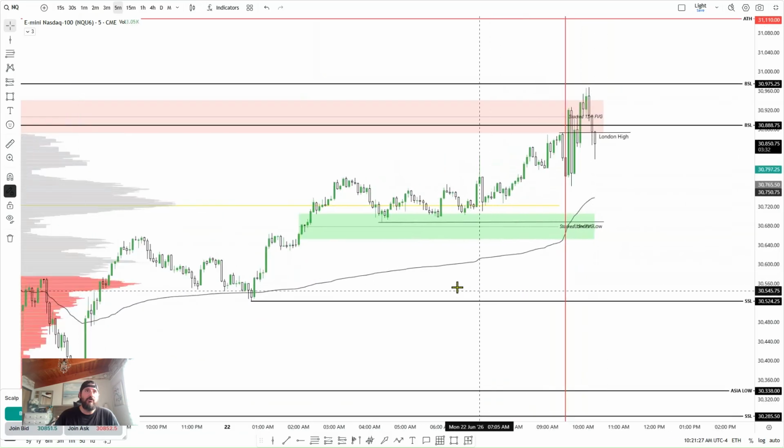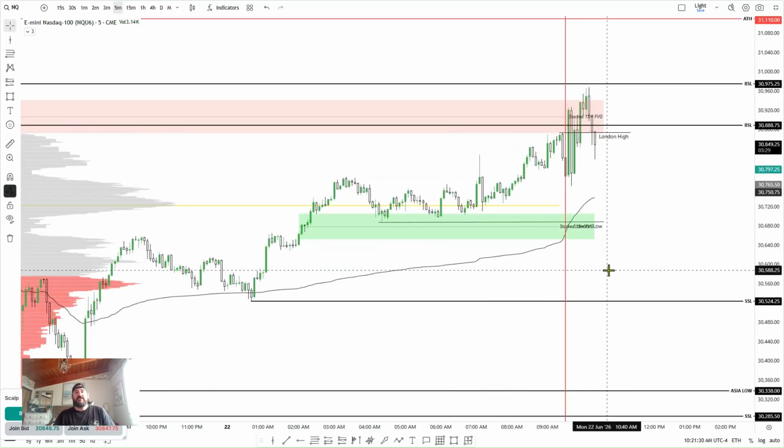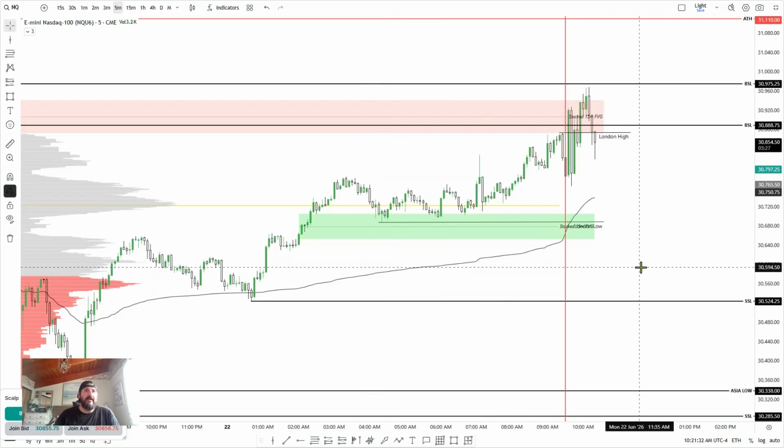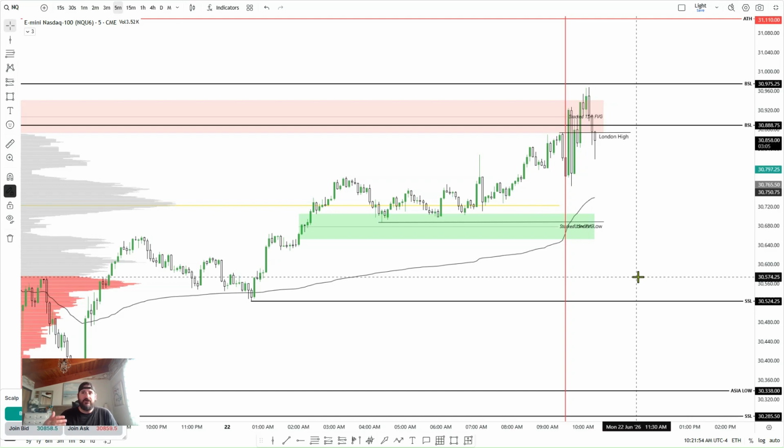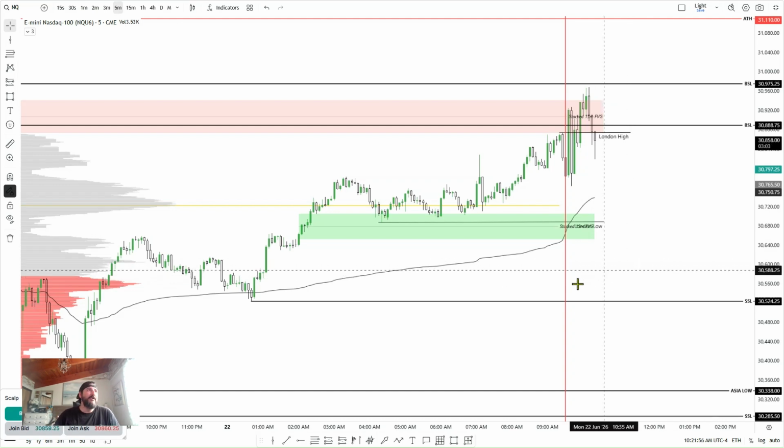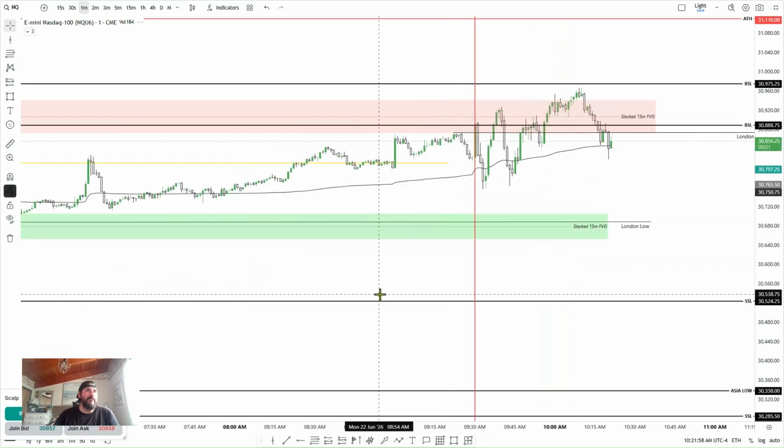Going into the open, I mentioned this in Discord: there are two scenarios I'm going to be looking for. Anytime before I get into a trade, I need to see some type of liquidity swept. I don't trade in the middle of liquidity levels. There's a saying, "Don't diddle in the middle." You sell from highs, you buy from lows, you don't diddle in the middle. Okay, let me drop down to the 1 minute.